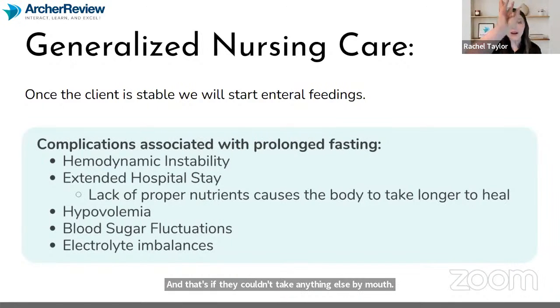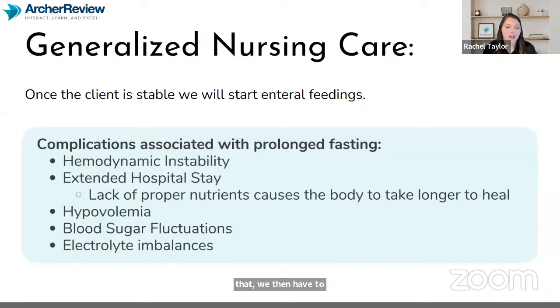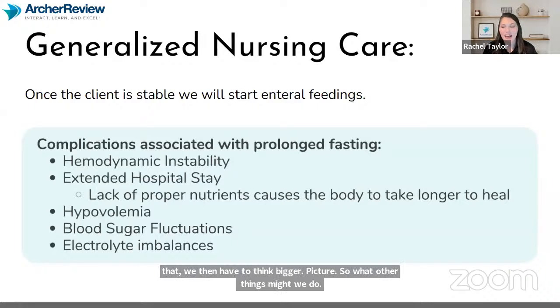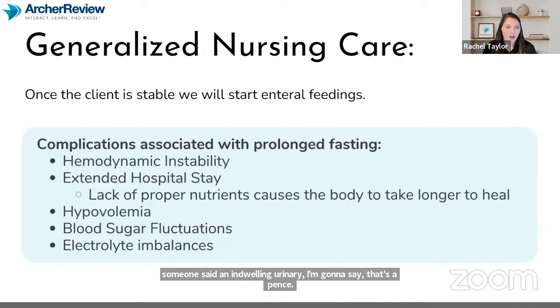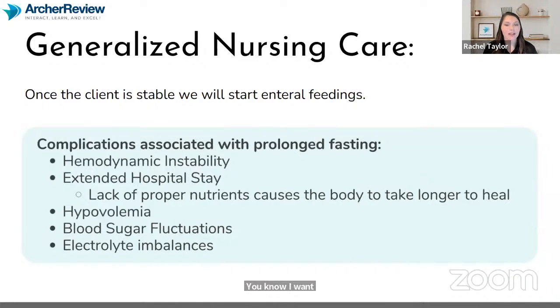So before, we prioritized the hypothesis, which means we prioritized our key finding of sepsis. But once we do that, we then have to think bigger picture. So what other things might we do? Now, someone said an indwelling urinary catheter, and I'm going to say that depends. I want accurate I&Os, so we probably are going to place one, but what risk does placing that catheter come with? Why would I be concerned or cautious about catheter placement in this client?